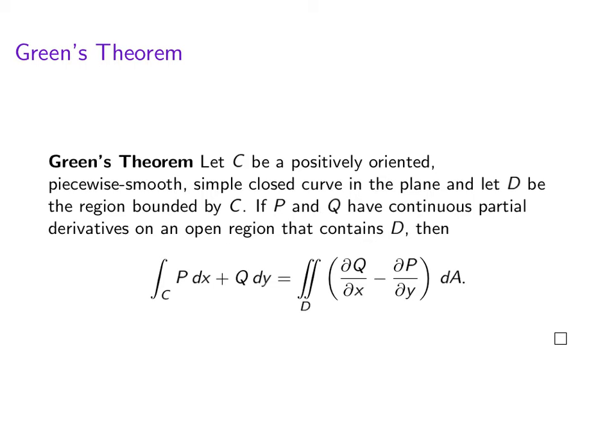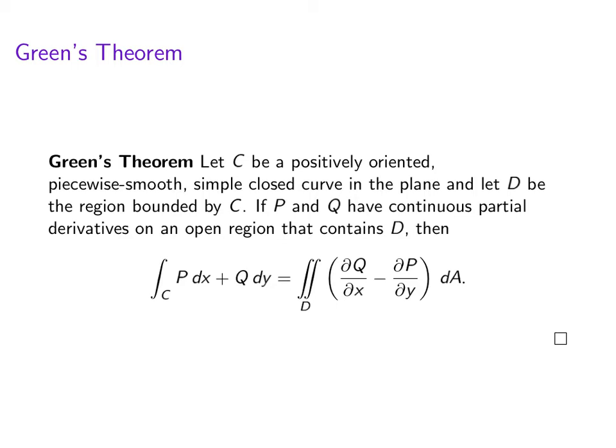All right, we're ready to state Green's theorem. Now, there are a bunch of hypotheses. The first is that the curve in question has to be positively oriented, piecewise smooth, and a simple closed curve. And this curve is just going to be in the plane, so everything that we're going to deal with here will be in the xy plane.